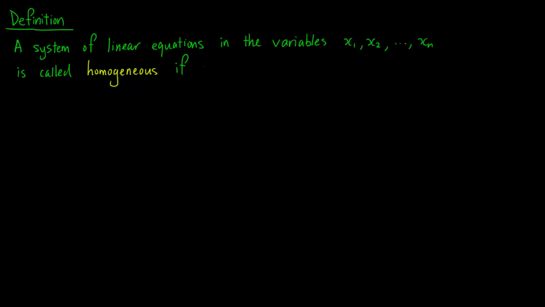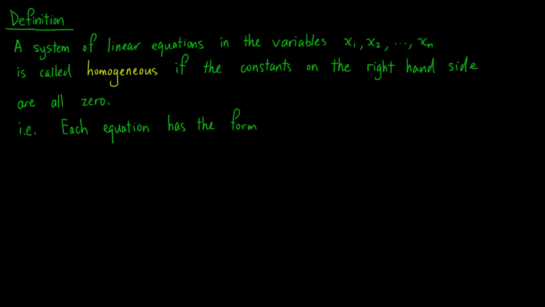Let's talk about homogeneous systems. A system of linear equations in the variables x1, x2 up to xn is called homogeneous if the constants on the right-hand side are all equal to 0. In other words, each equation in the system has this form: a1 times x1 plus a2 times x2 plus all the way to an times xn equals 0.